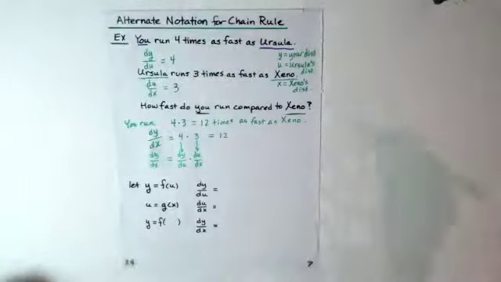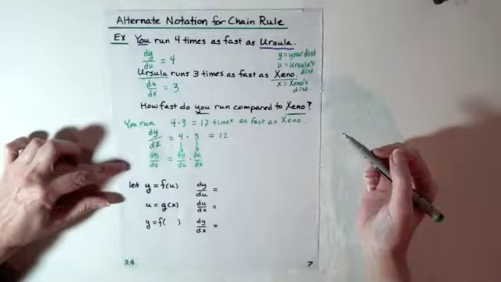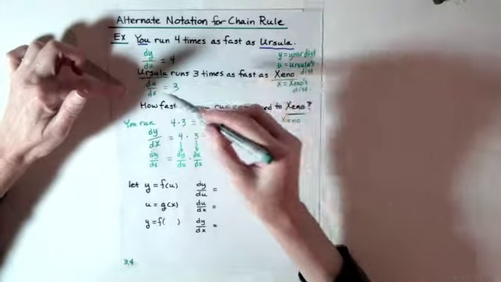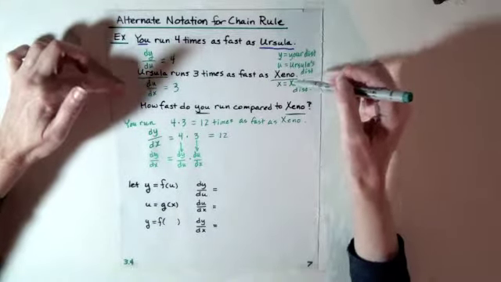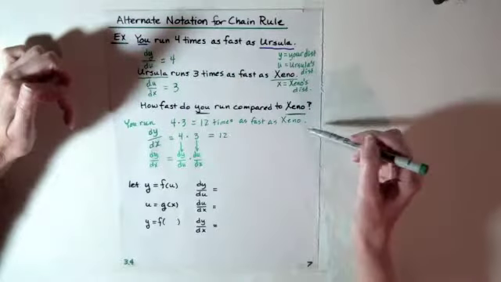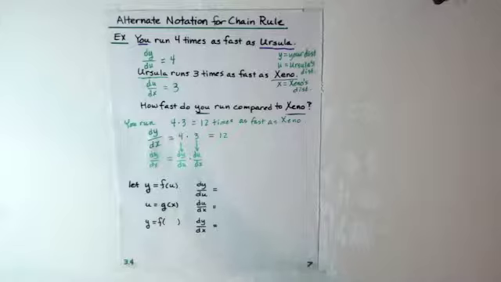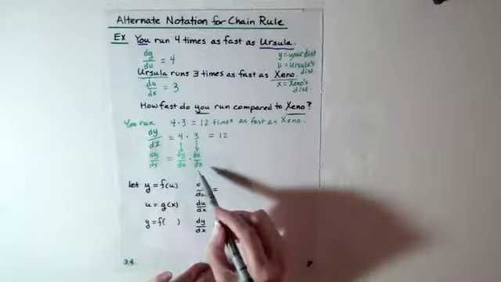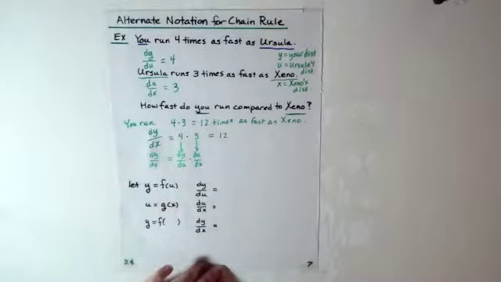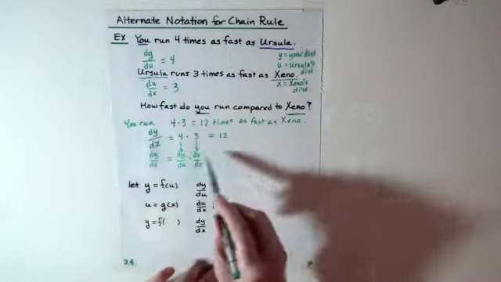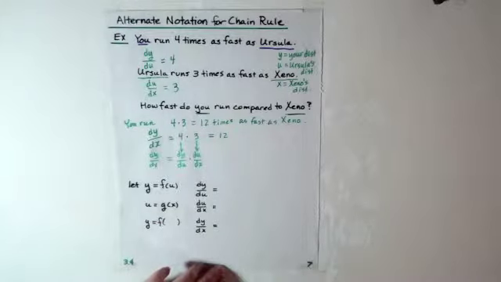Well, what is this really saying? It's really saying that these linked rates of change just multiply together. It's exactly what our intuition says. You run 4 times as fast as Ursula. She in turn runs 3 times as fast as Zeno. You will run 12 times as fast as Zeno. And what you really did there was you multiplied 4 times 3 gave you 12. So these linked rates of change multiply together. So I hope that this statement makes sense to you, that you would end up running 12 times as fast as Zeno.